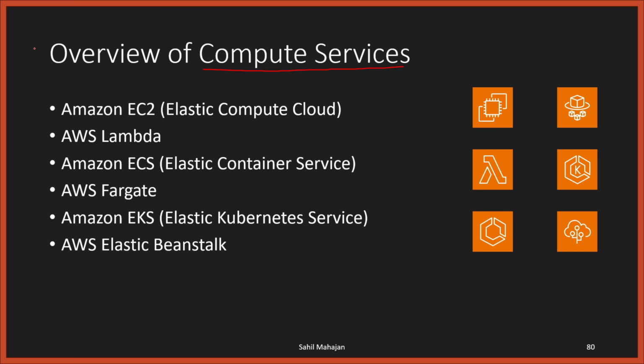These are all of the compute services that we are looking to cover: Amazon EC2, also known as Elastic Compute Cloud. You have AWS Lambda, Amazon ECS, which is Elastic Container Service. You have AWS Fargate, Amazon EKS, which is our Elastic Kubernetes Service provided by AWS. And finally, we will end the compute services overview with AWS Elastic Beanstalk. We are going to cover all of these compute services that you see here on screen.